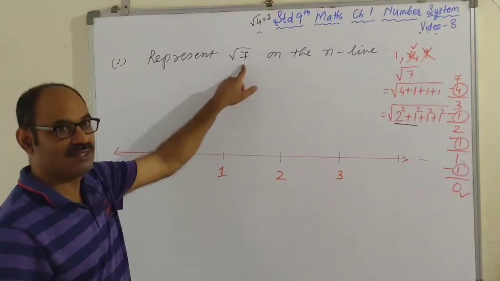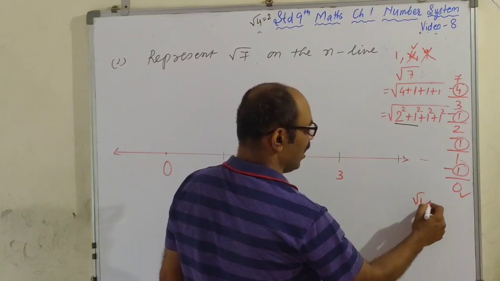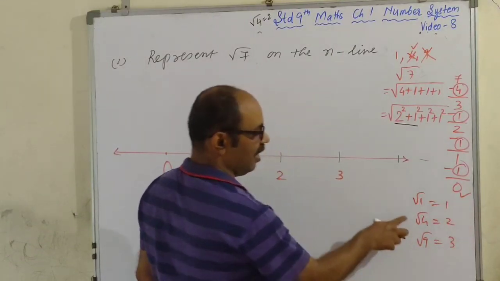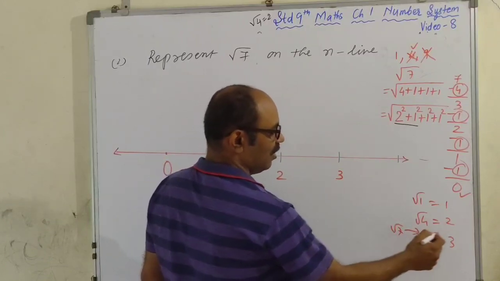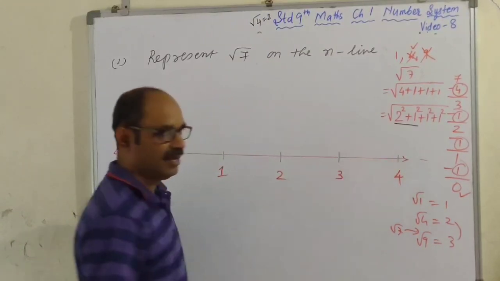We want to represent root 7. Root 7 कौन किसके बीच आएगा? Root 1 is 1, root 4 is 2, root 9 is 3. है ना? So ये root 7 यहां है बीच में, 4 और 9 के बीच. So it will be between 2 and 3. ये 2 और 3 के बीच आएगा, यहां 4 है.